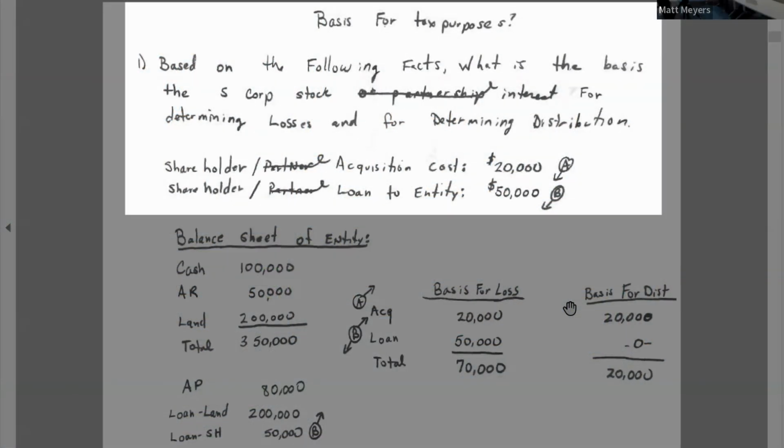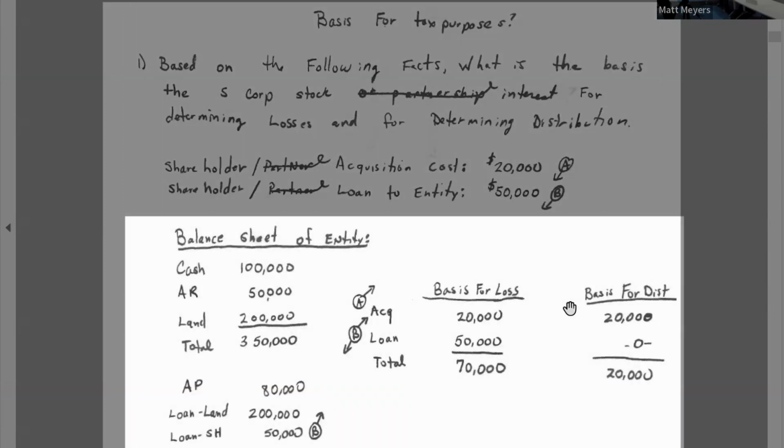Based on the following facts, what is the basis in the S Corp stock interest for determining losses and for determining distribution? Shareholder acquisition cost, 20,000. Shareholder loan to the entity is.